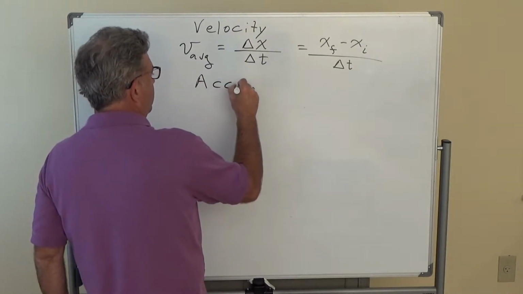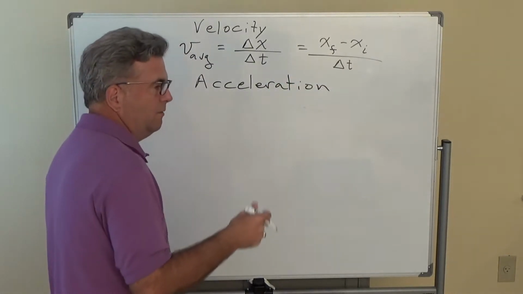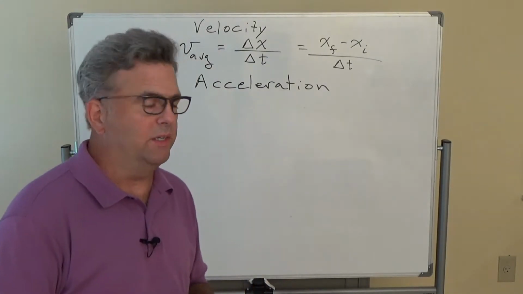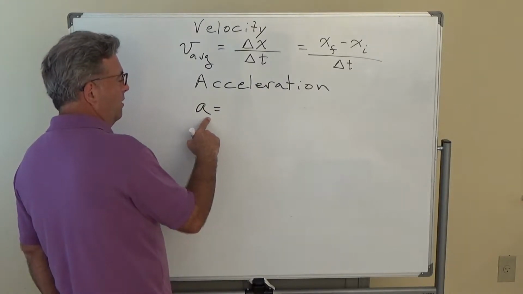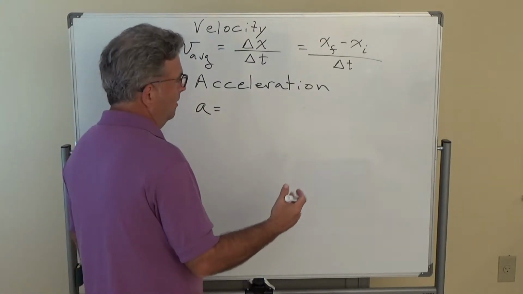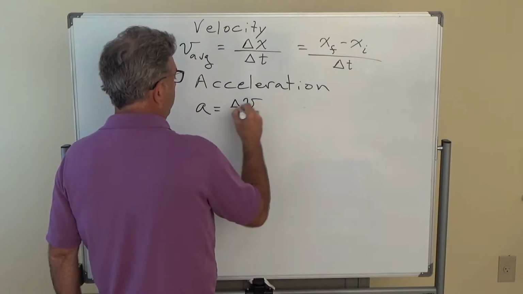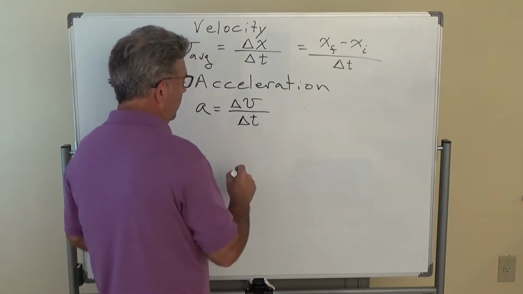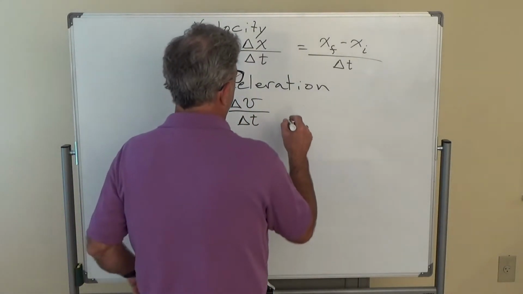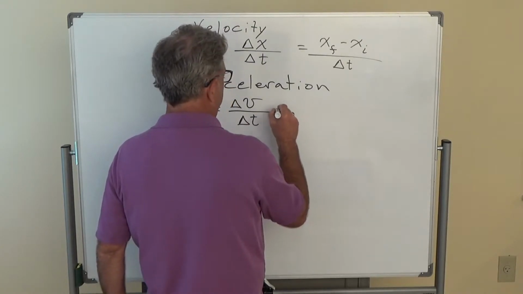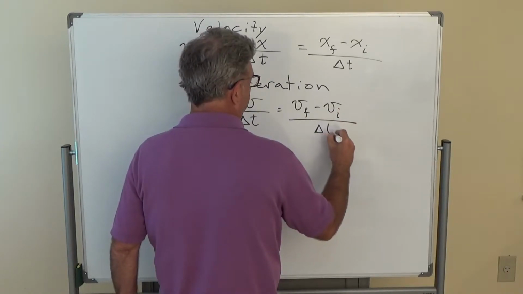Then we had acceleration. Acceleration is the rate of change of velocity. It's how quickly the velocity changes. So acceleration, and I'm not going to put the average down here. Acceleration for us is average, instantaneous and so forth. So this is delta v divided by delta t, and certainly acceleration could be positive or negative depending on the direction of the acceleration. And this is v final minus v initial divided by delta t.